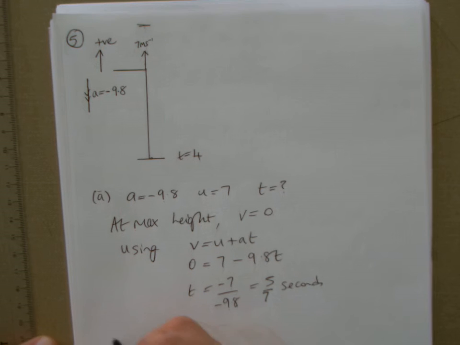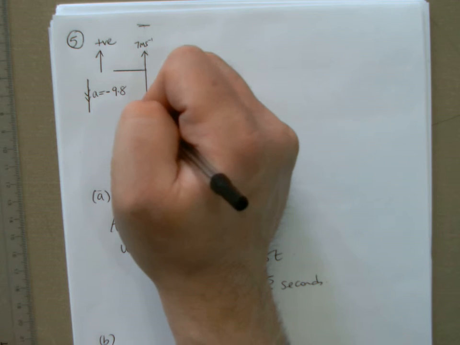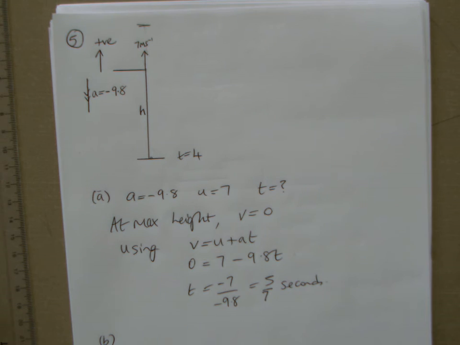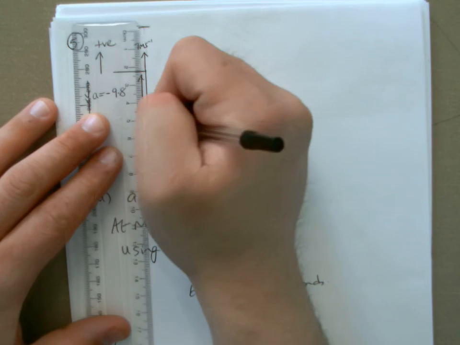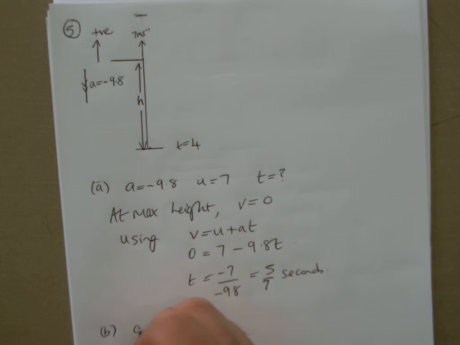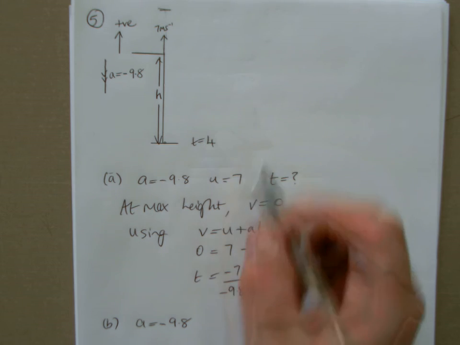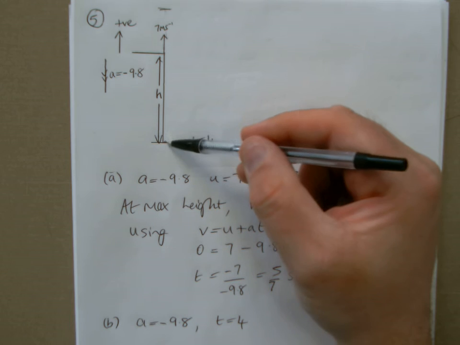Okay, part B then says determine the height of the cliff. So we want to work out what h is, don't we? The height of that cliff there. Alright, so let's think about what we know. Well, we know, again, a is minus 9.8. Now, to get the height of the cliff, we've got to use this time, haven't we? Time equals 4. It takes 4 seconds for it to land down here.